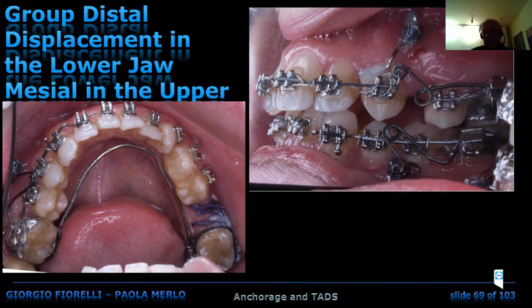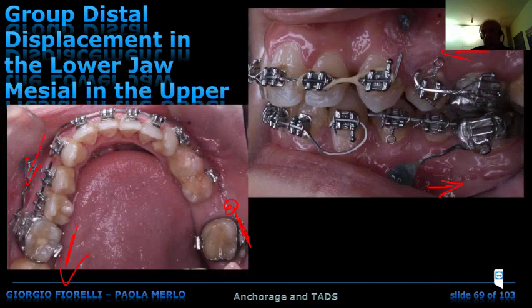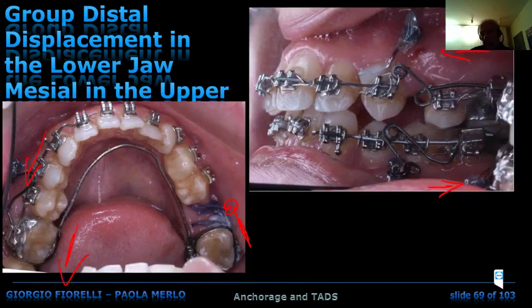That's another case which is similar. And here there are many things going on. This mechanics is to move this to the mesial, and this mechanics is to send this to the distal. But again, we have the same system. We have a TAD here connected, the lingual arch pushing to the distal, and a cantilever pushing to the distal. And you can see how we get to the occlusion.